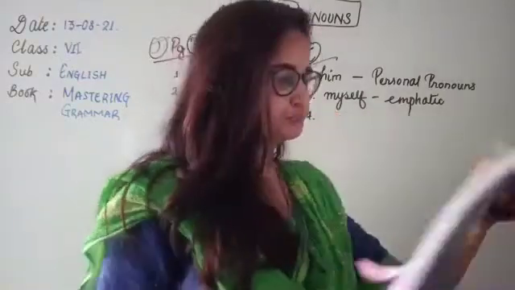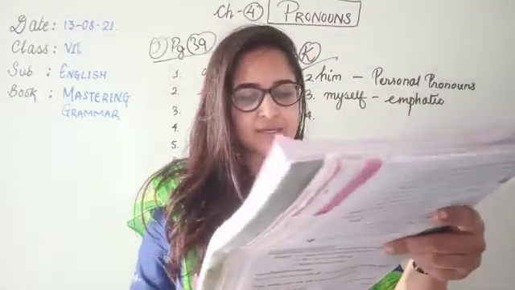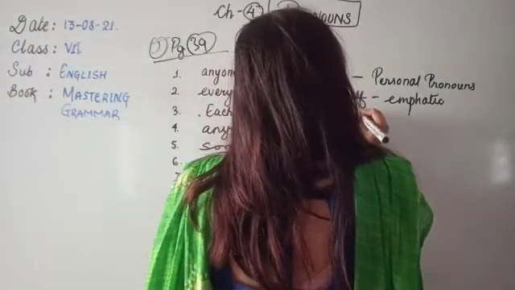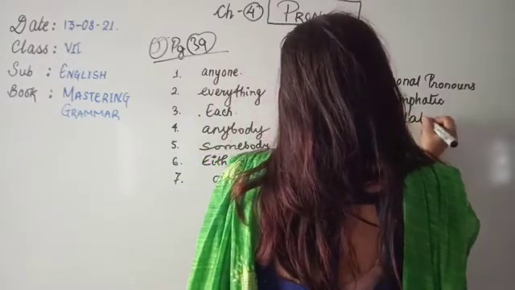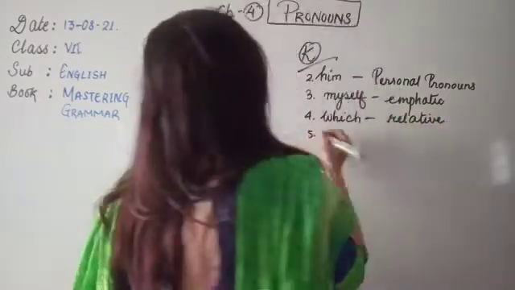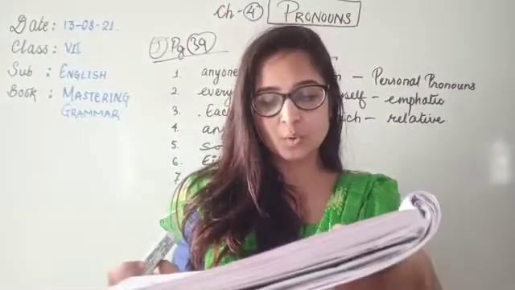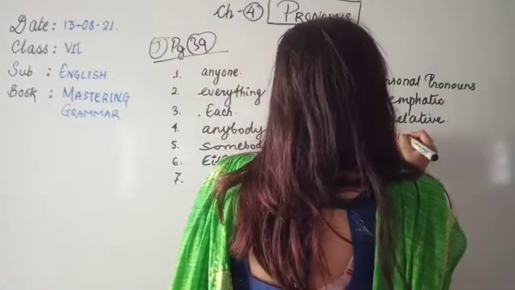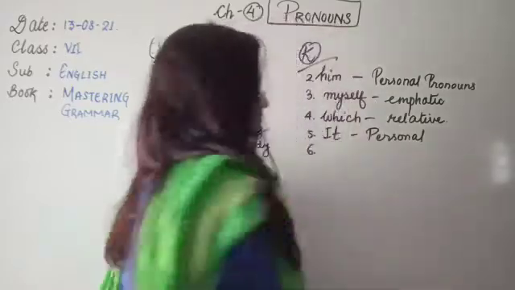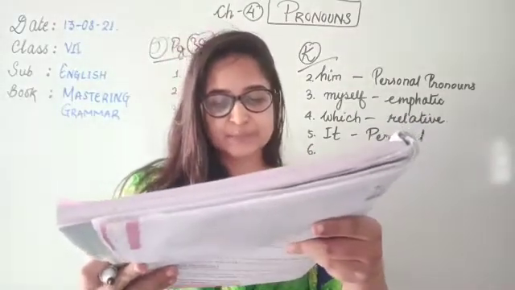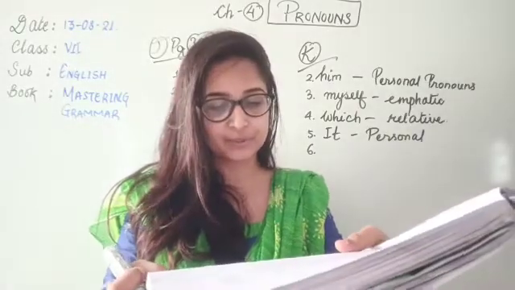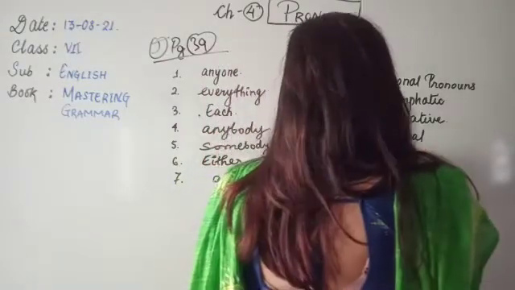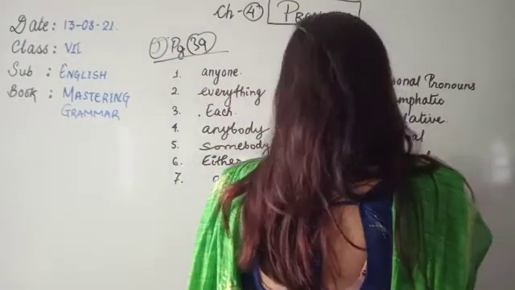Number 4, this is the dress dash was bought by my aunt. For dress we can use which. So which is what? Relative pronoun. Number 5, dash was a cold and dark night. It, personal. Number 6, dash expressed his ideas clearly and eloquently. Okay, he or she, anything you can write. So this can also be personal, or you, anything.